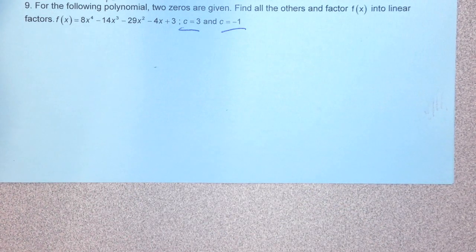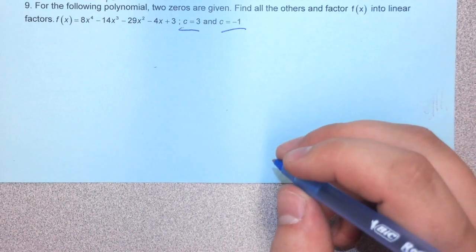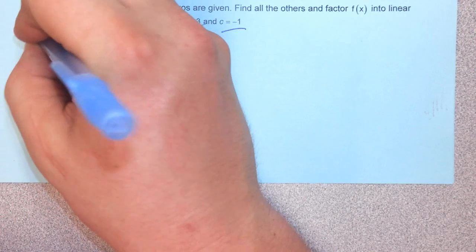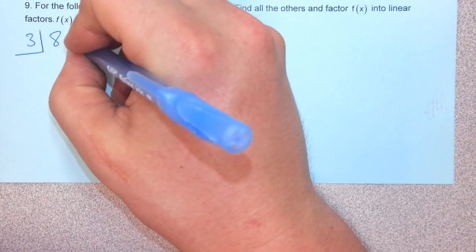Today when I was walking around, I was seeing people not finish this one all the way. They were doing the synthetic division, but then they weren't finding all the factors. Make sure you're looking at the directions and reading those to their entirety. So we'll pick one. I'll just start with 3 since it's the one on the left. And we'll go ahead and synthetically divide.